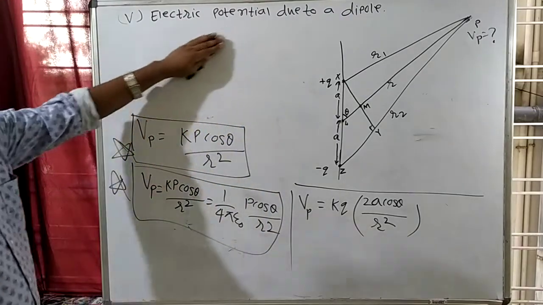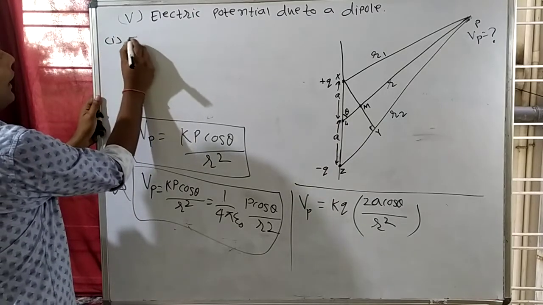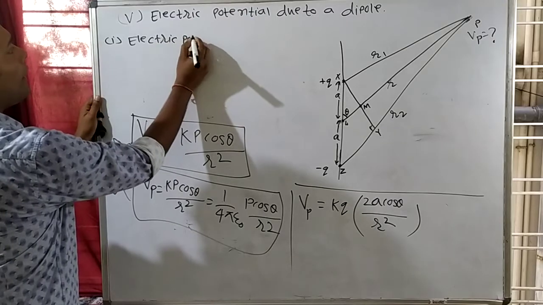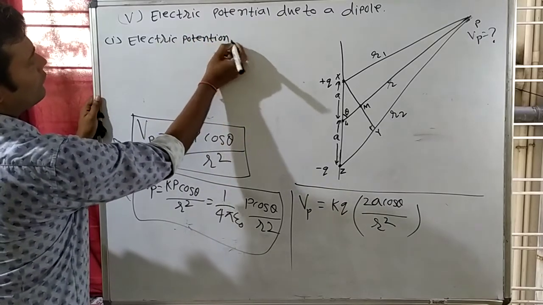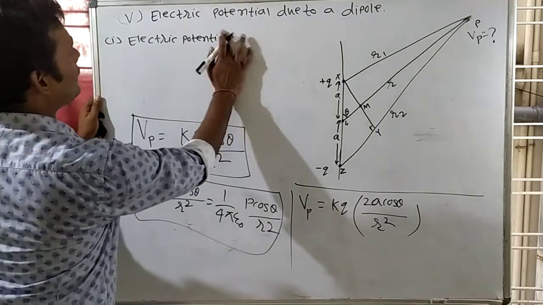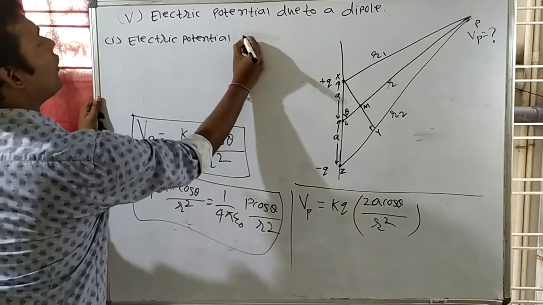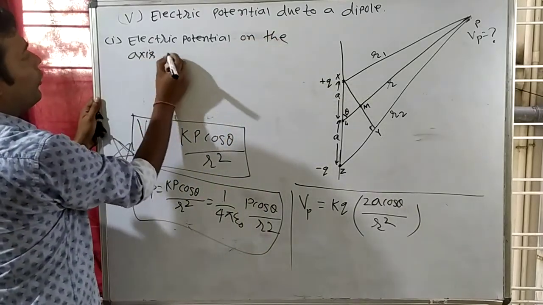Suppose they ask you to find first the electric potential on the axis of the dipole. Electric potential on the axis, the potential on the axis due to a dipole.